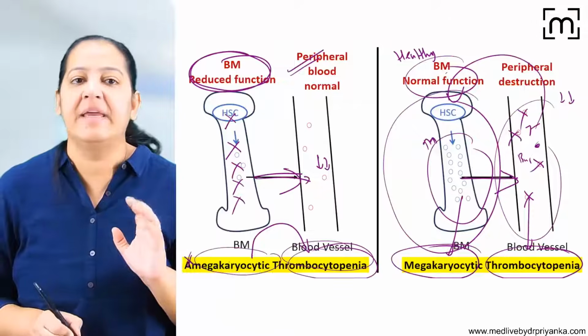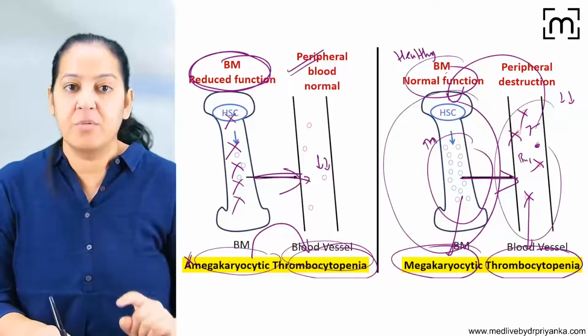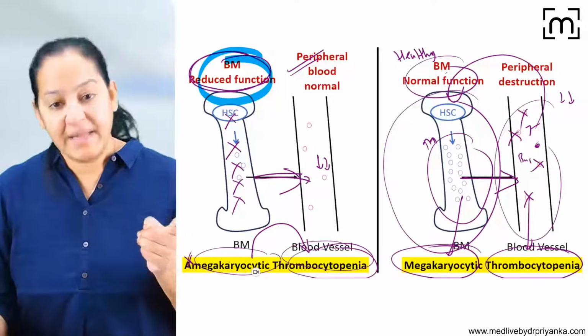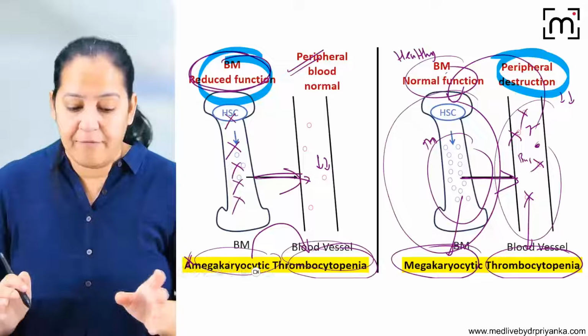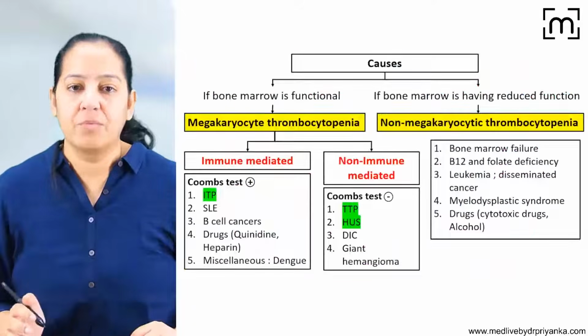Otherwise, you can learn the summary here. In amegakaryocytic thrombocytopenia, the problem is in the marrow. And in megakaryocytic thrombocytopenia, the problem is in the blood vessel. So where is the problem? You have to understand that. That is the meaning of thrombocytopenia.